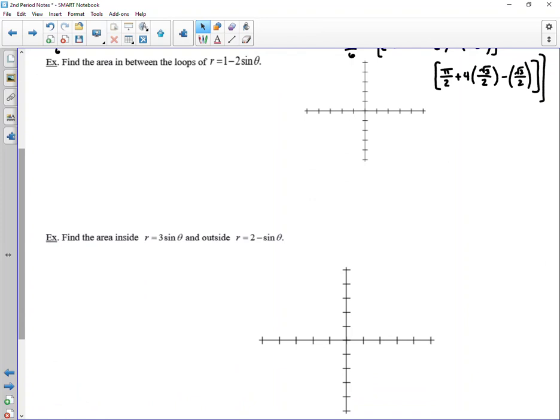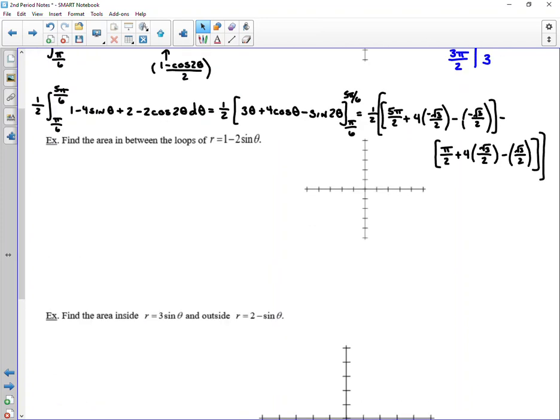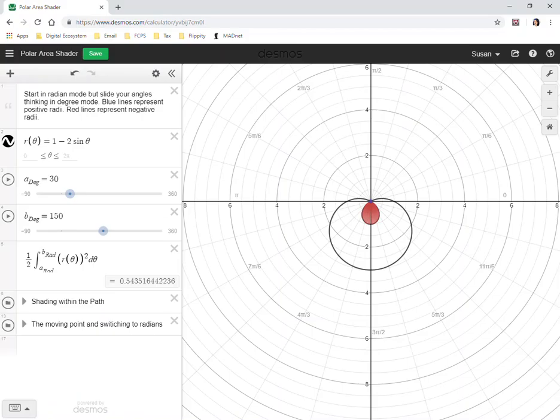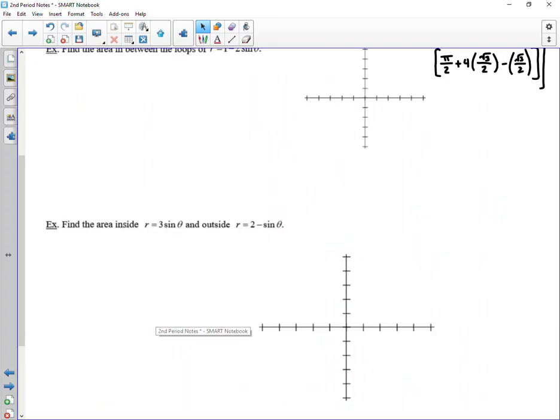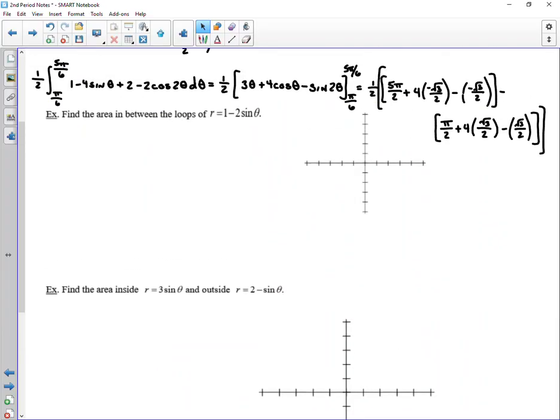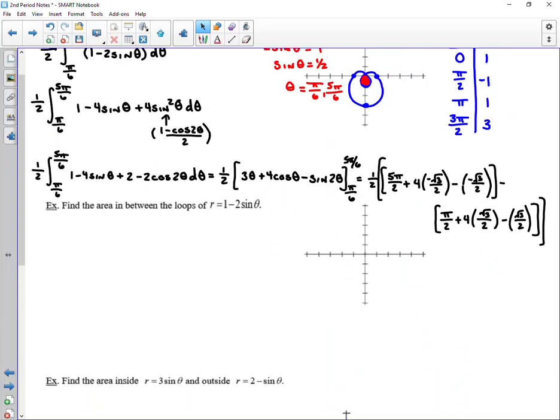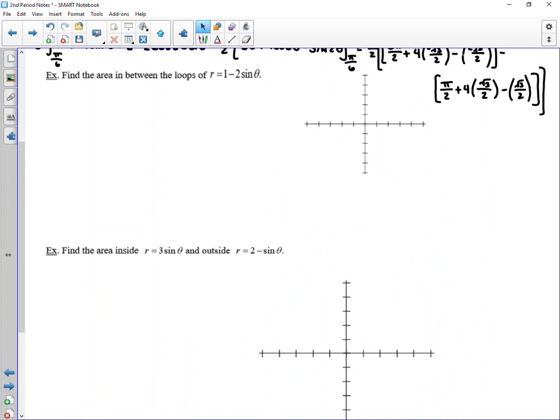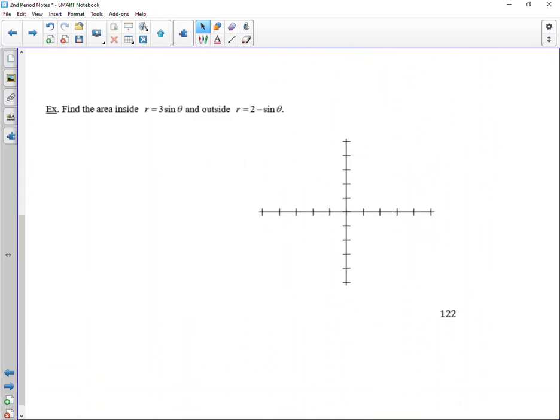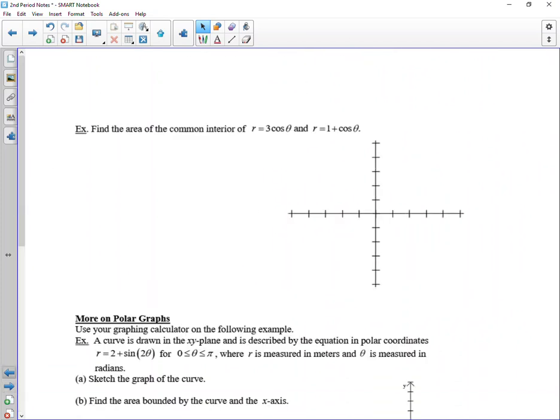Wait, when it's sine 2 theta, if I had to... never mind. The answer is 0.543. Yeah, I would've gotten that. Wait, when you plug in 5 pi over 6 into sine 2 theta, then doesn't it equal 1? Wait, no, that's what I said. Never mind. It's 5 pi over 3 then, right? Yeah, no, I got it. Okay, all right. Are we ready to move on?